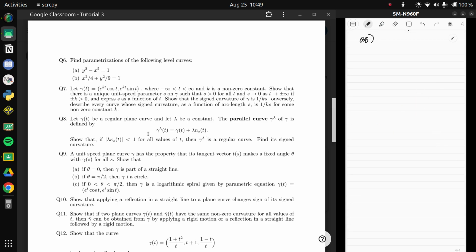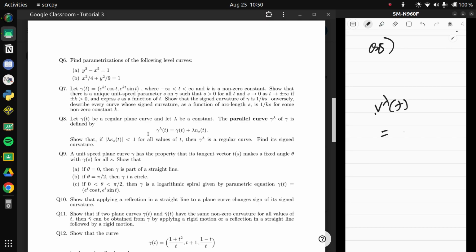Okay, what do we want to show? Show that if kappa s of t times lambda is less than 1 for all values of t, then this thing is a regular curve. Find its sign convention. So when would this be a regular curve? This is a regular curve when its velocity is never 0. So its velocity, I'm going to call it v power lambda.